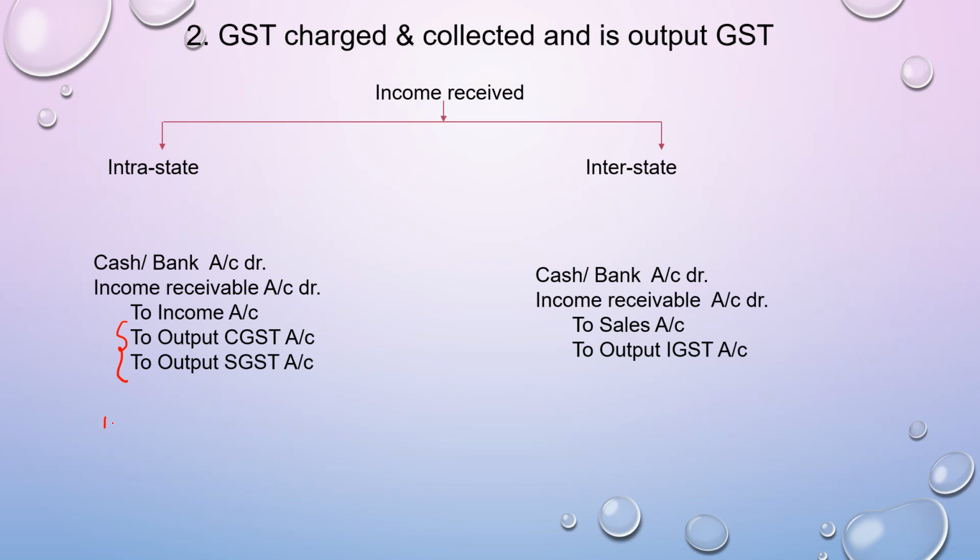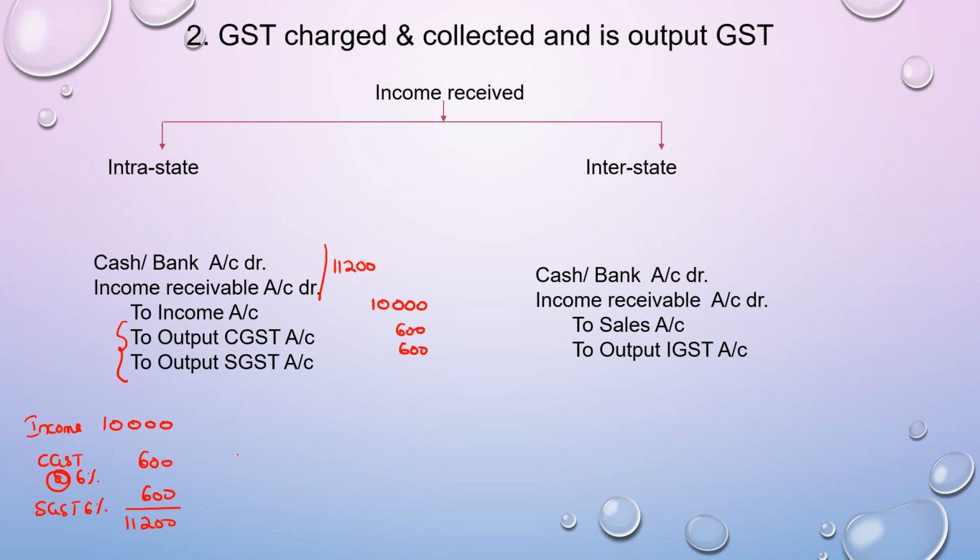Taking the same case, 10,000 is the income which is supposed to be received or has been received. Then CGST at the rate of, say, 6% and SGST at the rate of 6% would be 600 each. So the total value is 11,200. You would have income of 10,000 being credited, 11,200 being debited, and 600 being credited to the output CGST account and output SGST account respectively.